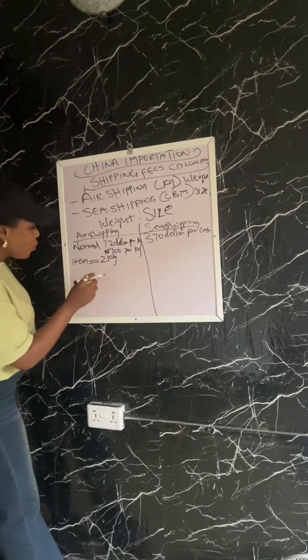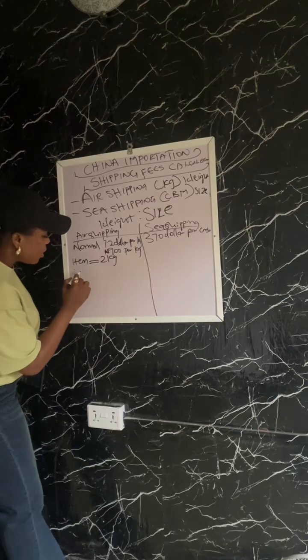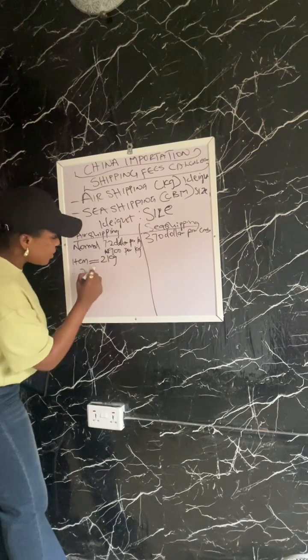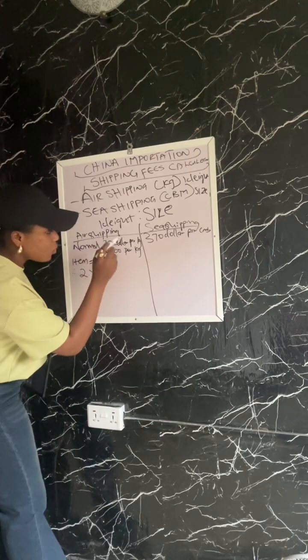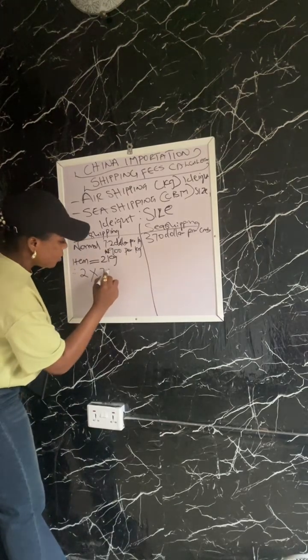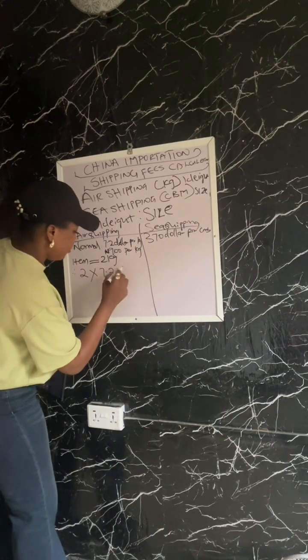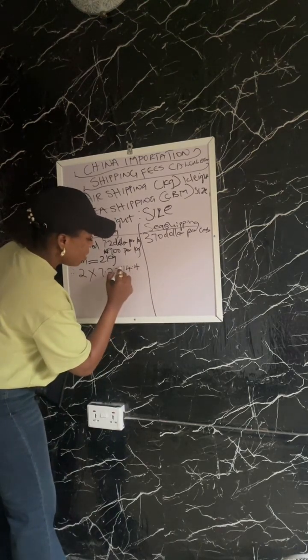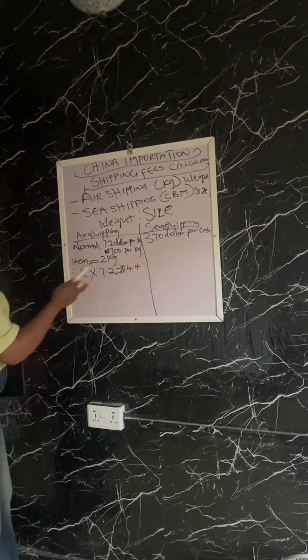So what you do here is to multiply 2 kg times this dollar rate here. You can see it, $7.2 per kg, giving us $14.4. You can see what I did.